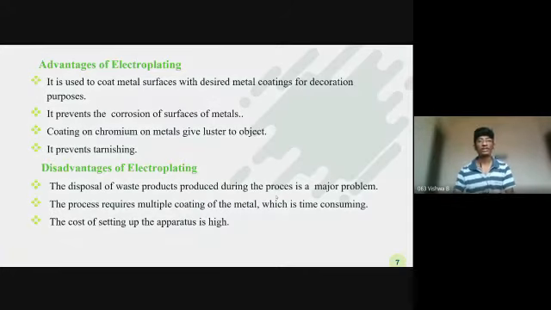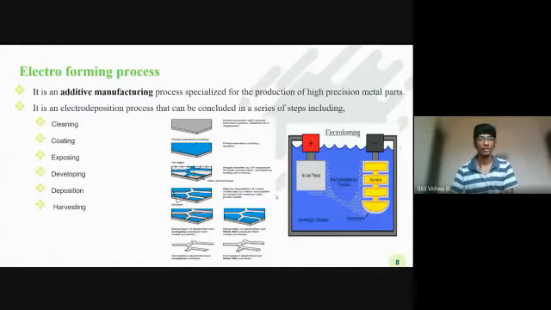Okay, let's see the electroforming process. It is an additive manufacturing process specialized for the production of high precision metal parts. Let's see about additive manufacturing. Additive manufacturing is a transformative approach to industrial engineering that enables the creation of lighter, stronger parts. That's why additive manufacturing is considered one of the greatest processes in the production of high precision metal parts. It also follows the electrode deposition process, which can be concluded in a series of steps.